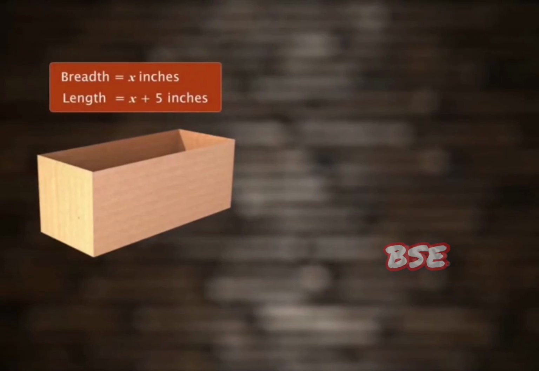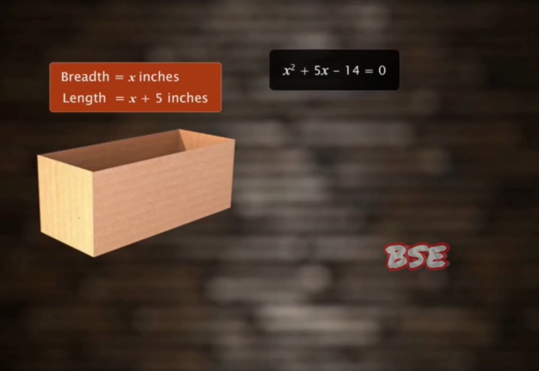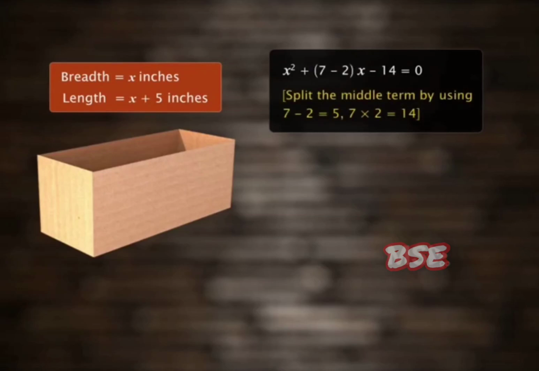Let's now go back to Sam's problem. Let's use the method of factorization and help Sam to obtain the dimension of his box. Recall that we have formulated Sam's problem in the form of a quadratic equation in terms of breadth x as x squared plus 5x minus 14 equal to 0. Observe that the coefficient 5 of the middle term can be expressed as the difference of 7 and 2, where the product of 7 and 2 is 14.